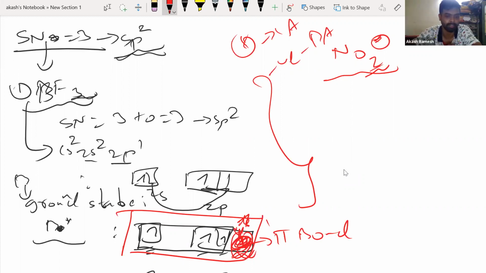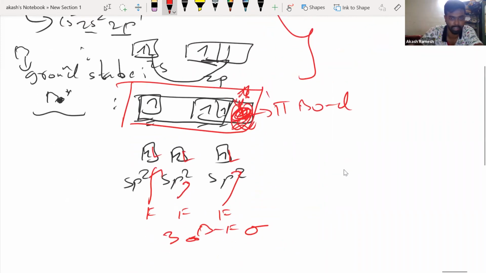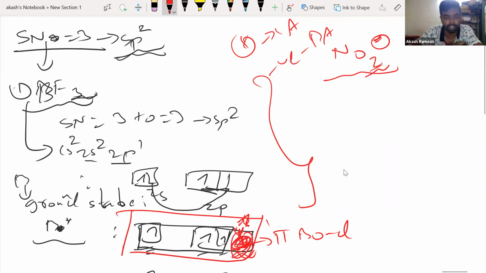Guys, do me a favor. Whoever has finished the orbital diagram, whatever we did here, just finish it and send it to me on WhatsApp. I'll check how exactly we do it. I'm checking my WhatsApp.